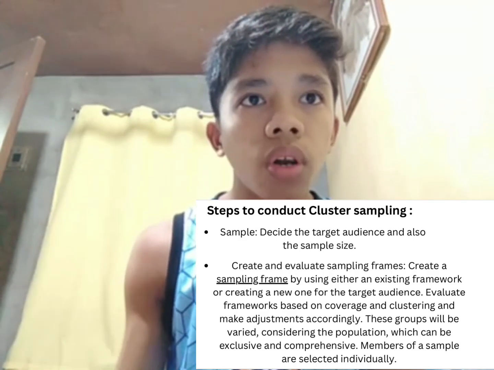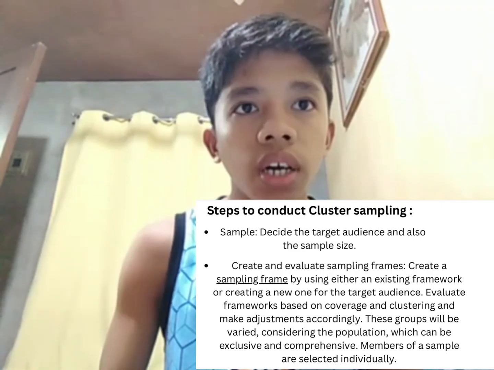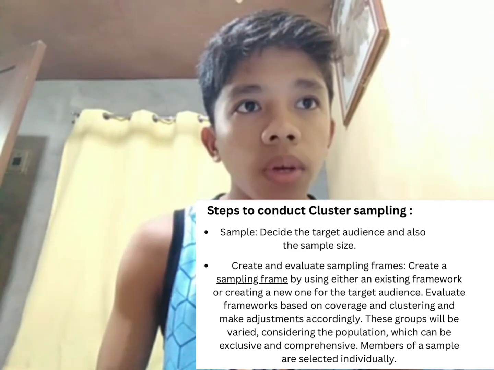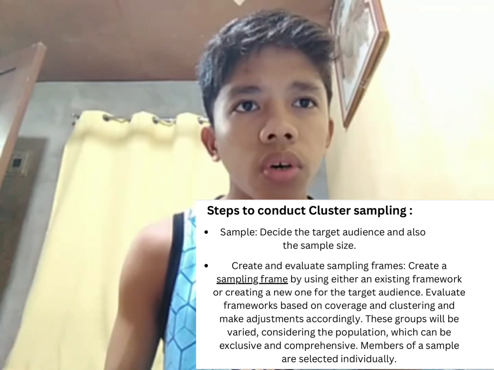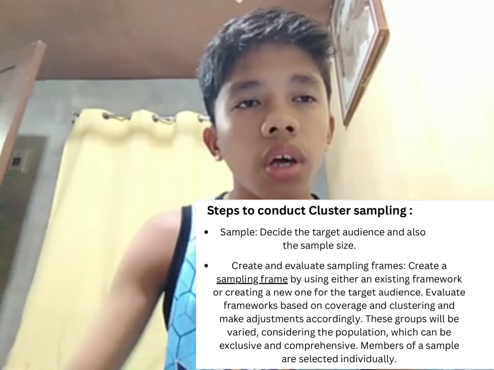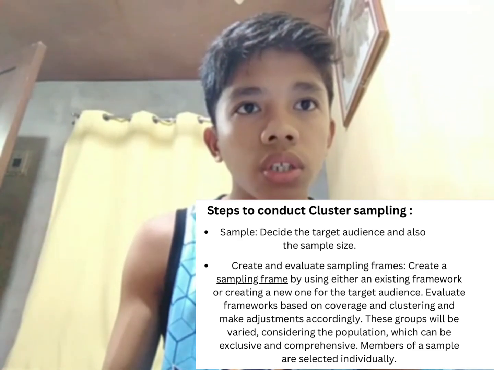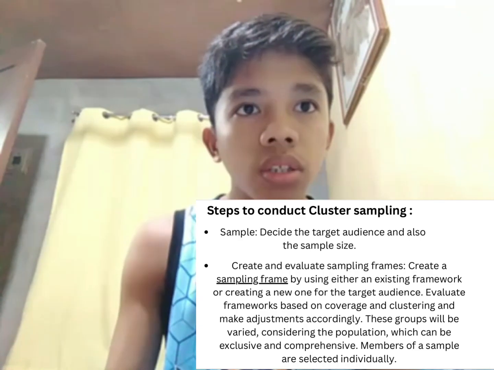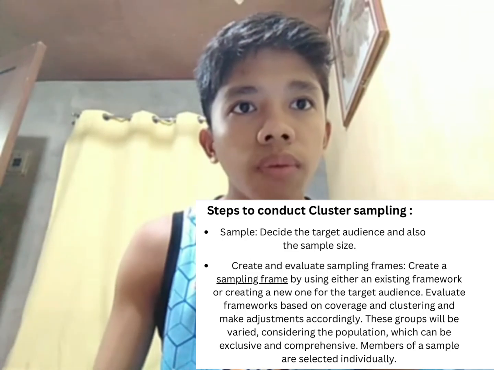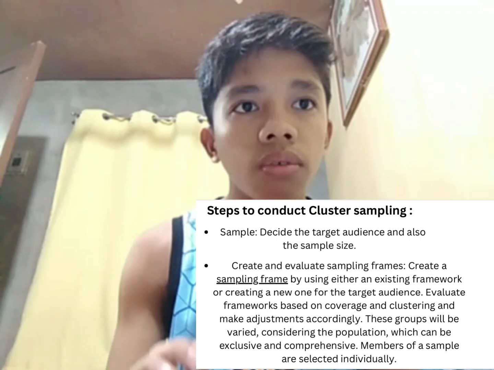First, sample. Decide the target audience and also the sample size. Second, create and evaluate sampling frames. Create a sampling frame by using either an existing framework or creating a new one for the target audience. Evaluate frameworks based on coverage and clustering, and make adjustments accordingly. These groups will be varied considering the population, which can be exclusive and comprehensive. Members of a sample are selected individually.